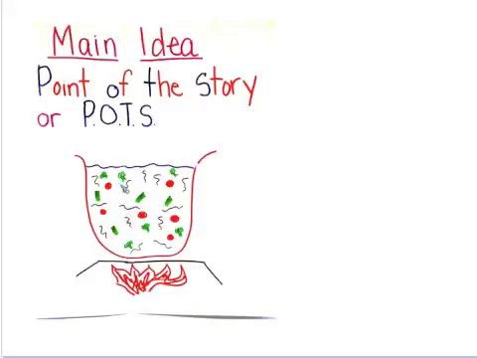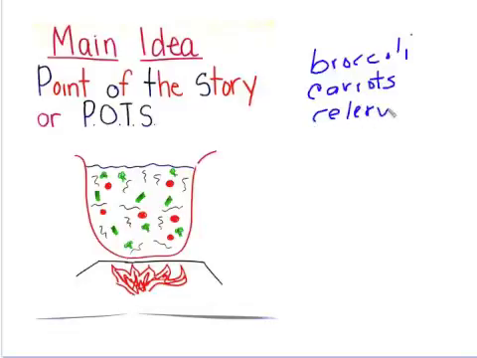So for this one, I have, let's see, there's broccoli, there are carrots, there is celery, there are some noodles here. There is broth. And that's pretty much it that's in this pot of soup.